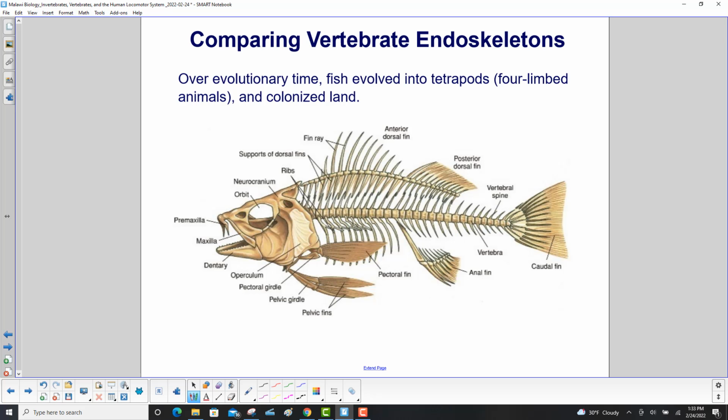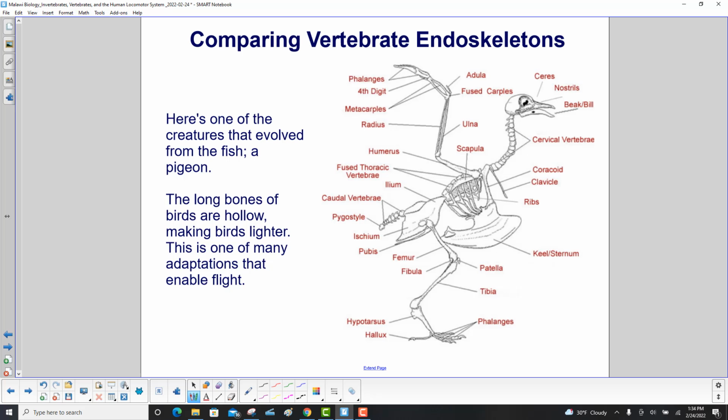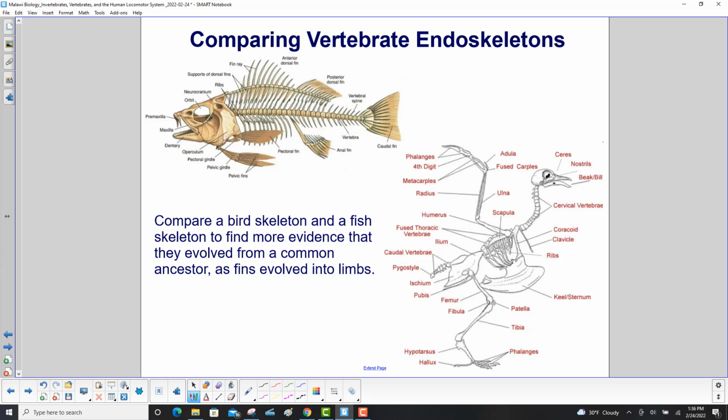Over evolutionary time, fish evolved into tetrapods, which are 4-limbed animals, and colonized the land. Here's one of the creatures that evolved from the fish, a pigeon. The long bones of birds are hollow, making birds lighter. This is one of many adaptations that enable flight. Compare a bird skeleton and a fish skeleton to find more evidence that they evolved from a common ancestor as fins evolved into limbs. And perhaps you can pause the video here and check it out.